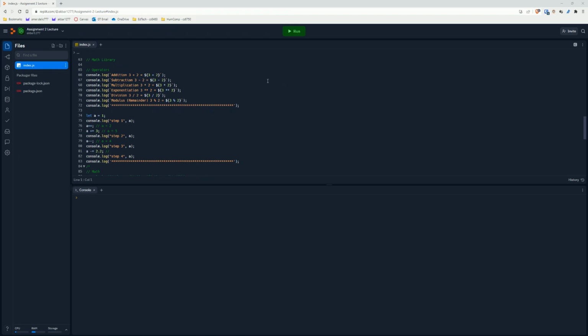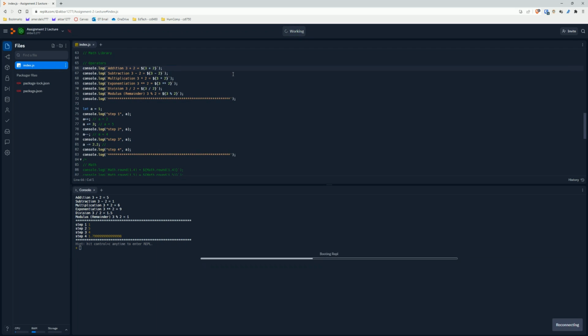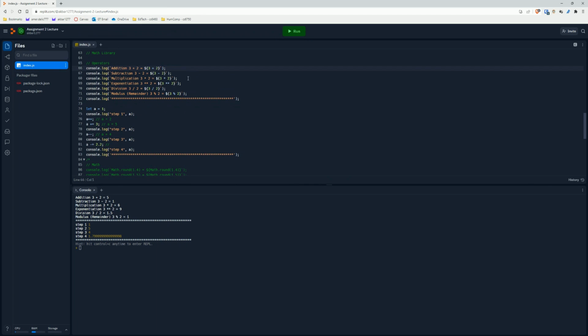So here is a couple of examples that I coded up real quickly. I'm going to go ahead and run this real quick so I can show you guys what all the outputs look like, and we're going to go through them step by step. The first thing we're going to talk about is all of these different operators. These operators, as you can see, are addition, subtraction, multiplication, exponentiation, division, and modulo, which is the remainder operator.